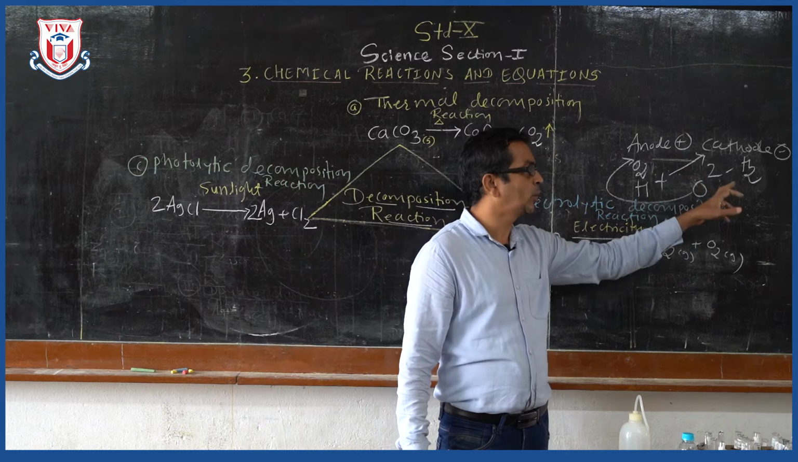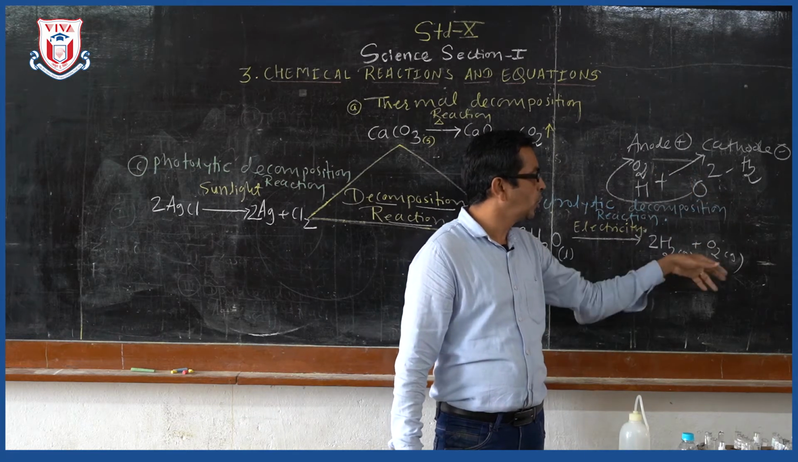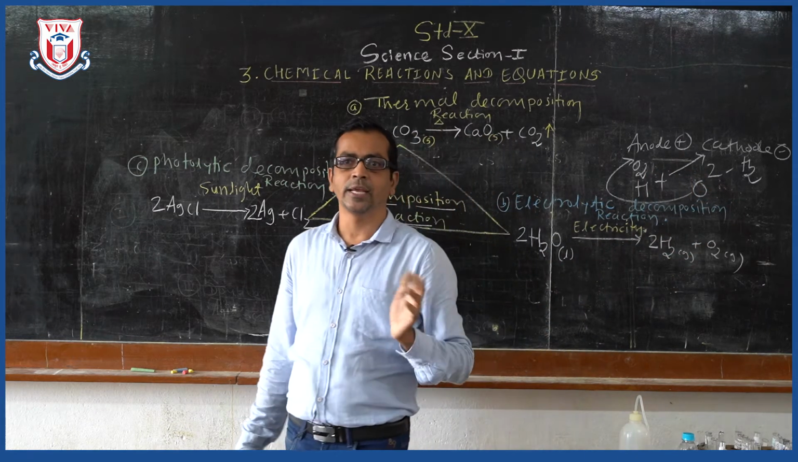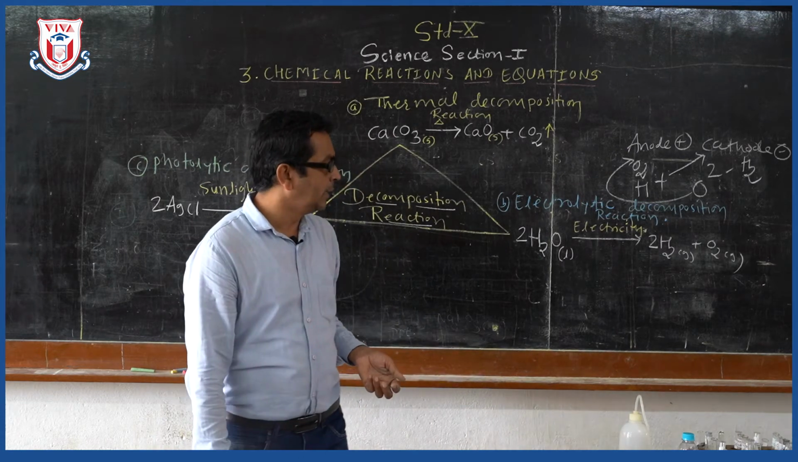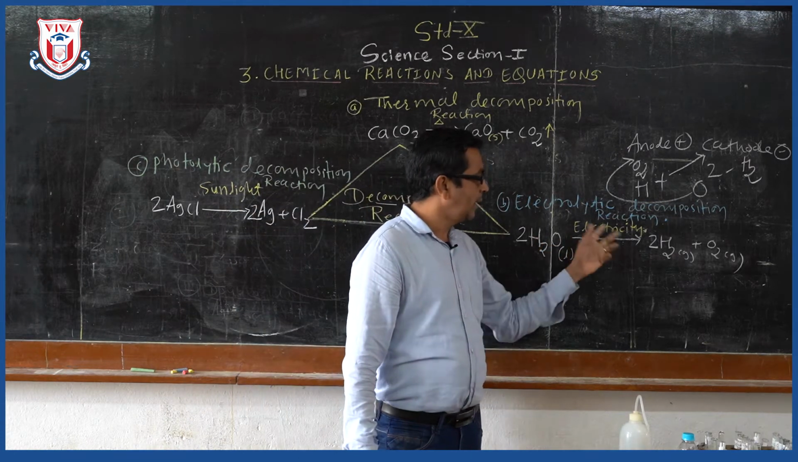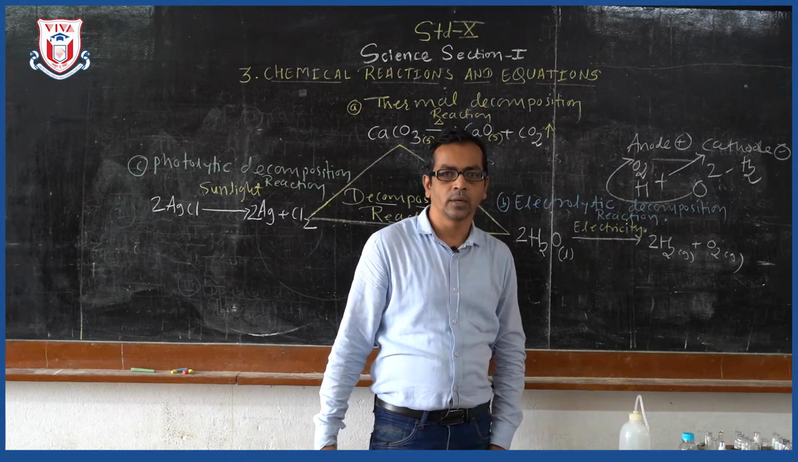Okay. Here sometimes a question is asked: when we carry out electrolysis of acidified water, which gas is liberated at the cathode and the anode. So you should know the ratio. Sometimes they ask the ratio also. What is the ratio of hydrogen and oxygen liberated when you carry out the electrolysis of water?